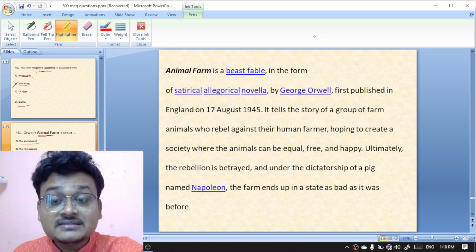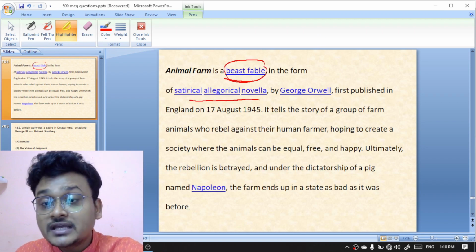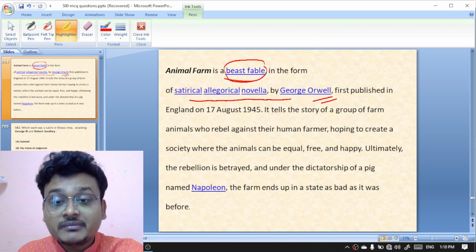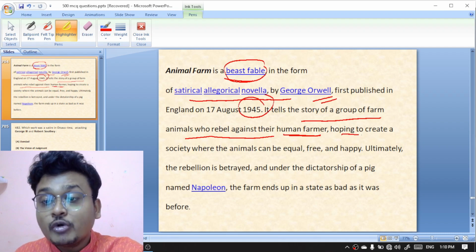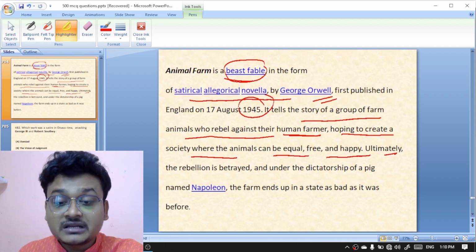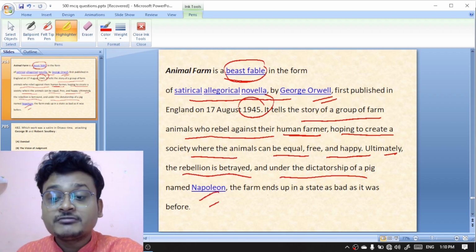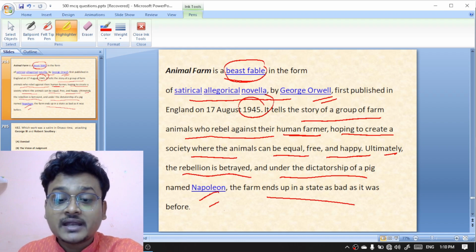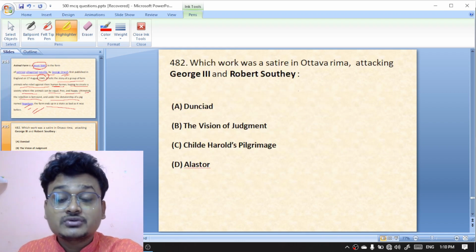Now let's look at this explanation. Animal Farm is a beast fable in the form of a satirical allegorical novella by George Orwell, first published in the year 1945. It tells the story of a group of farm animals who rebel against the human farmer, hoping to create a society where the animals can be equal, free, and happy. Ultimately, the rebellion is betrayed, and under the dictatorship of a pig named Napoleon, the farm ends up in a state as bad as it was before. So this is Animal Farm, George Orwell.